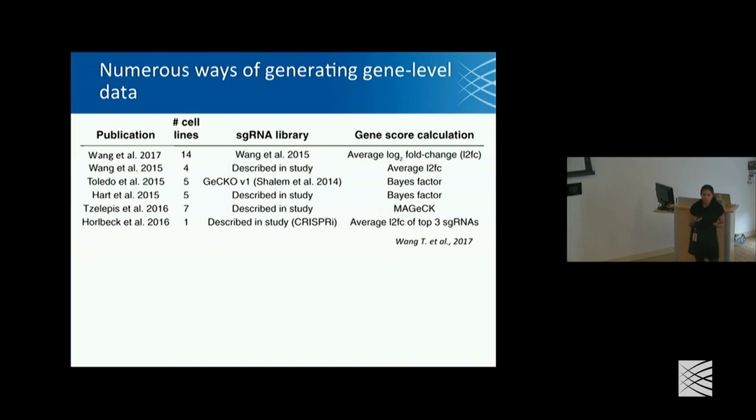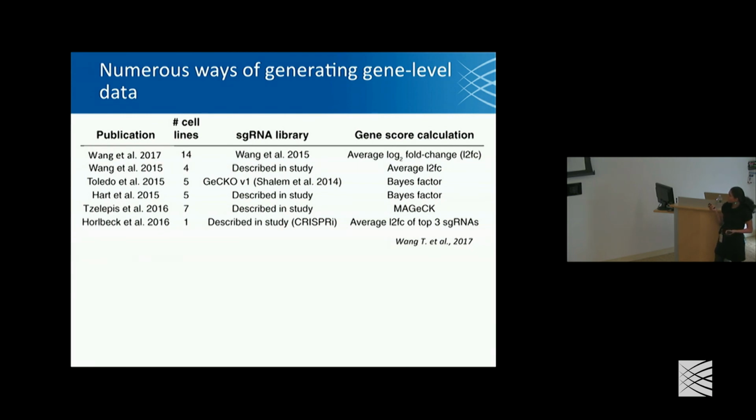So again, there are so many different ways you can calculate a gene score for every gene in your library, and shown here is a table taken from, again, a publication from the Sabatini lab, where the first column shows different publications, and the second column shows all of the cell lines that were screened. So there are so many different screens that we're looking at here. The third column shows the sgRNA library that was used in each of these publications. And the fourth and the most important column here shows how gene scores were calculated for each of these screens.